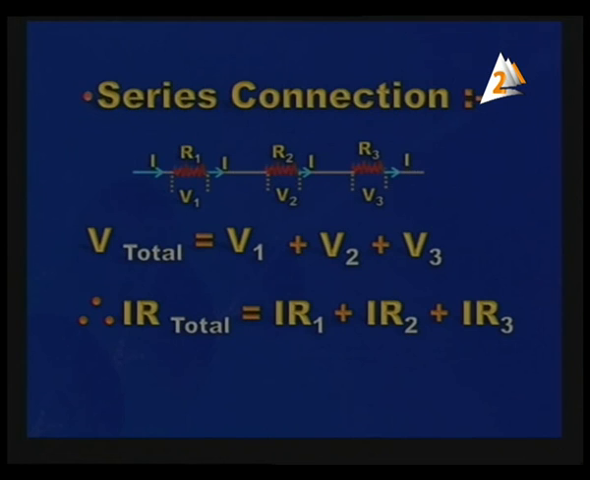So we can say I R total is equal to I R1 plus I R2 plus I R3. And never forget, in series connection, we've got the same current intensity, which will be crossed out, so we can say R total is equal to R1 plus R2 plus R3.